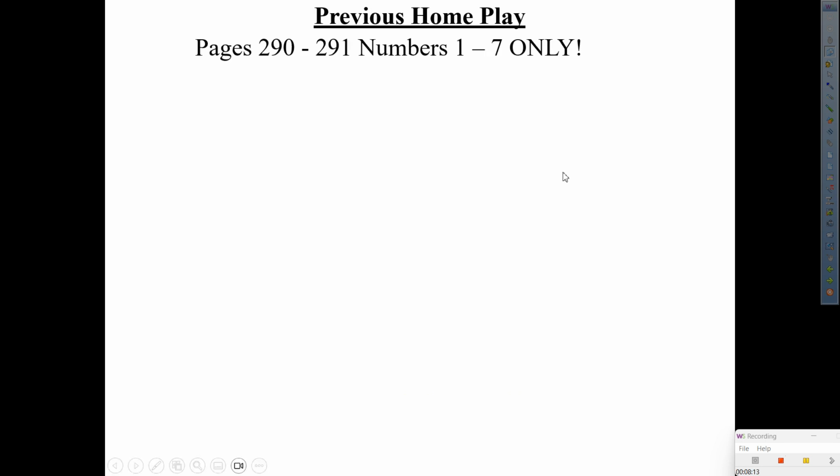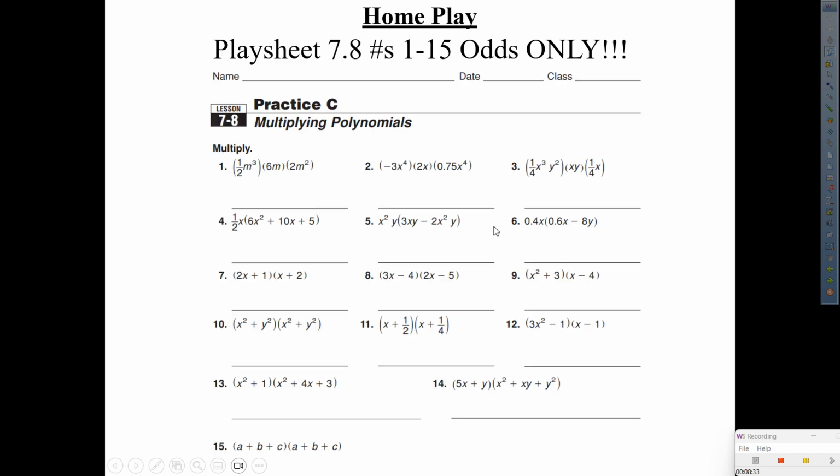So last night's home play was pages 290, 291, numbers 1 through 7. So go to Canvas, turn that in. Also, you needed to get your grade signed. Yes? Turn that in on Canvas as well. Do that right now, please. I'll give you some time. Tonight's home play looks like this.